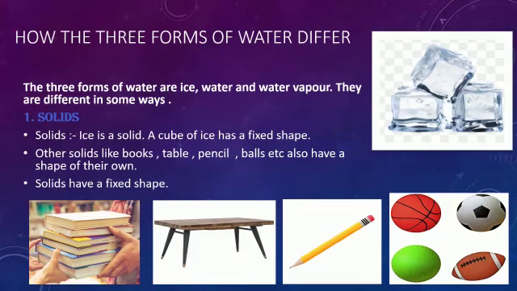So children, now let us discuss this. For example, if we keep the balls inside the box, what happens? Do their shape changes? No, the shape of the ball won't change if we keep inside the box or outside the box. Same with the books, tables, pencil, its shape remains same. So we can say that solids have a fixed shape.